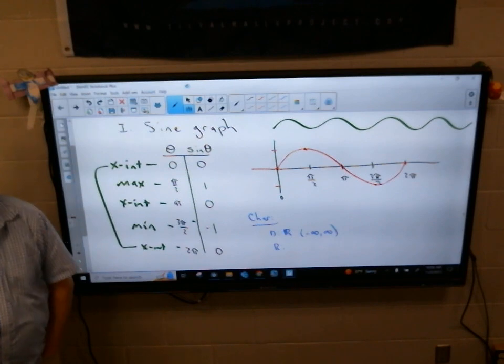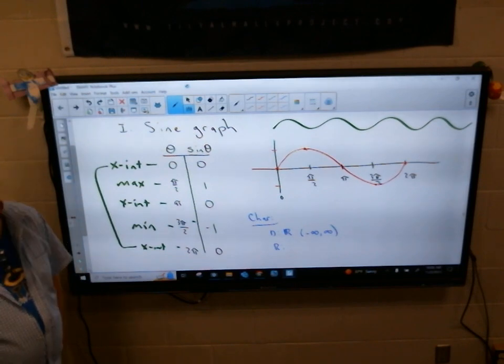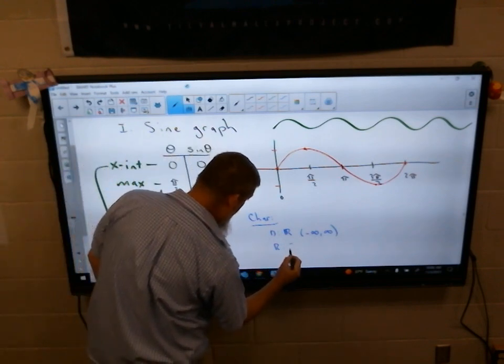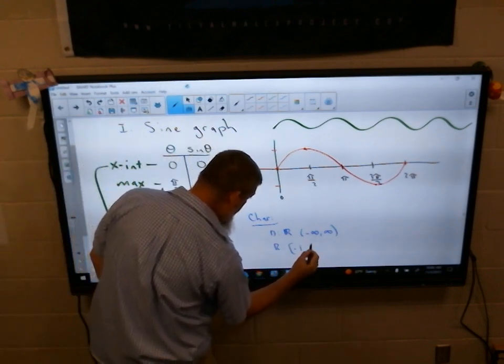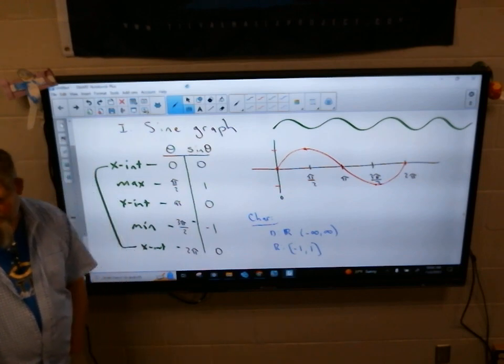It doesn't really go past 1. It doesn't. Very good, so that's the range. Exactly right. It's negative 1 to 1. It doesn't go past either one of them.